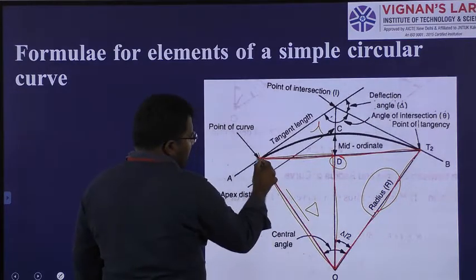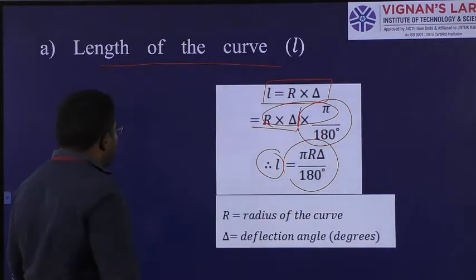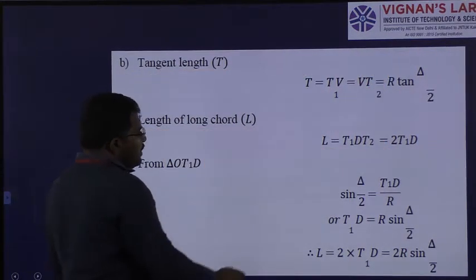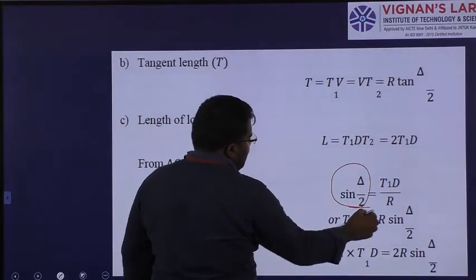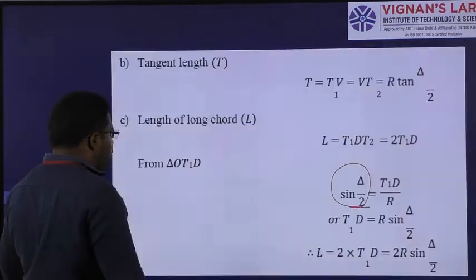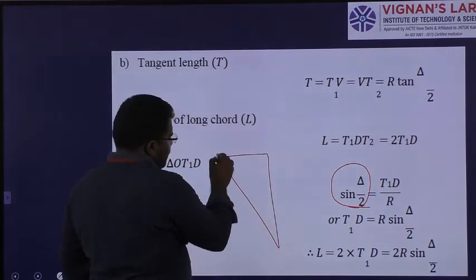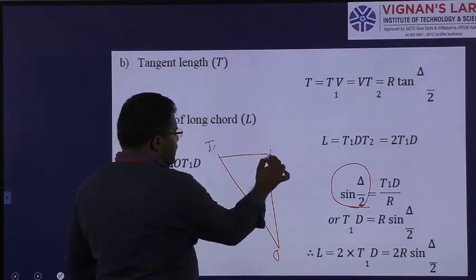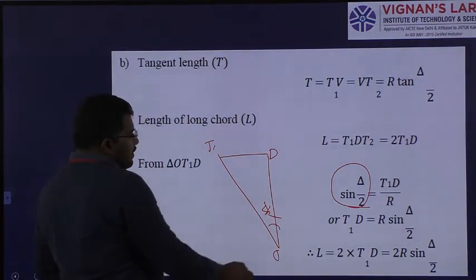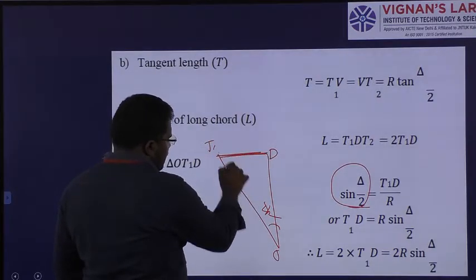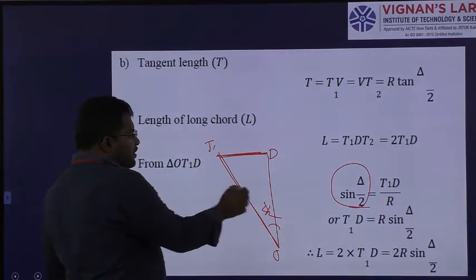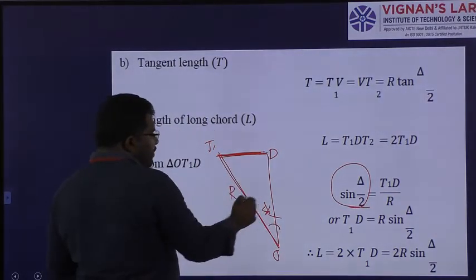So in this triangle, what are we going to do now? We see sin delta by 2 is equal to T1D divided by R. The triangle is like this: this is O, this is T1, this is D. The angle here is delta by 2. Sin means opposite side by hypotenuse, and the hypotenuse is the radius R. That's why sin delta by 2 is equal to T1D divided by R.